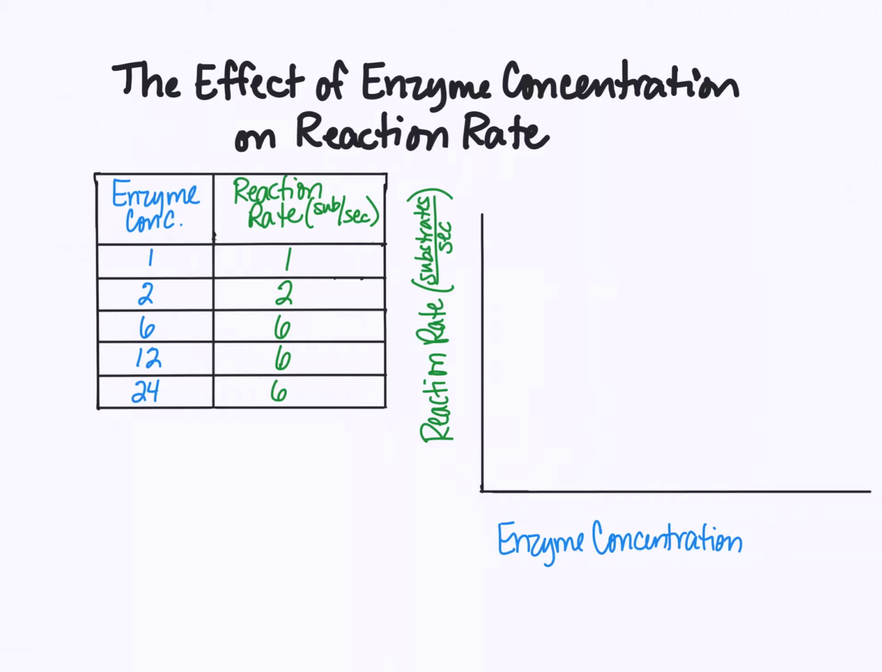Now on the x-axis, we're going to make each square equal to 1 unit of enzyme concentration. But we have 24 squares that we would have to label, so we're just going to label every other one. On the y-axis, our data ranges from 1 substrate per second to 6 substrates per second. So we'll make 2 boxes equal to 1 unit on the y-axis.